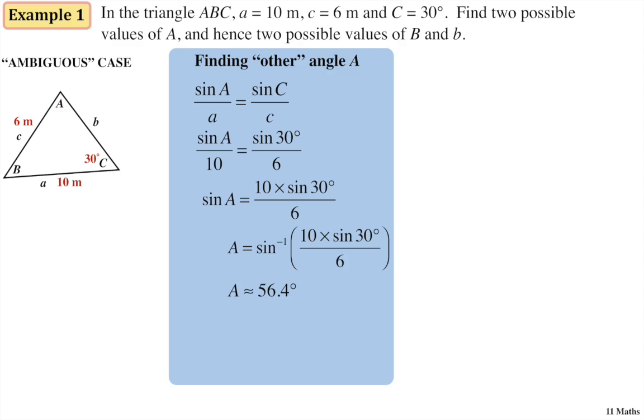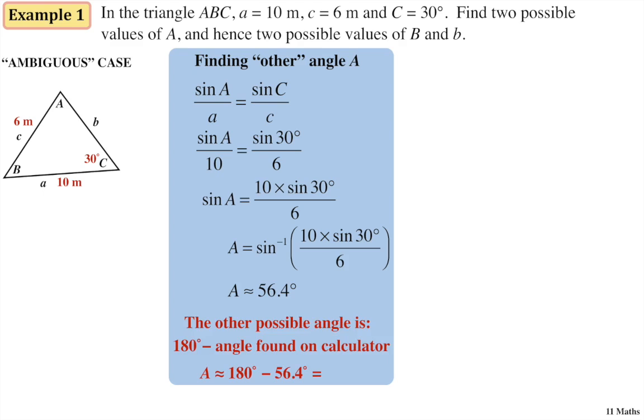If you're finding an obtuse angle, you just take the angle the calculator found here and imagine that as being a reference angle in the second quadrant. So what we actually do is 180 minus 56.4, and that tells us that that angle could also be, in the ambiguous case, 123.6 degrees, and then we proceed as normal. An angle in here that says 123.6 degrees now.